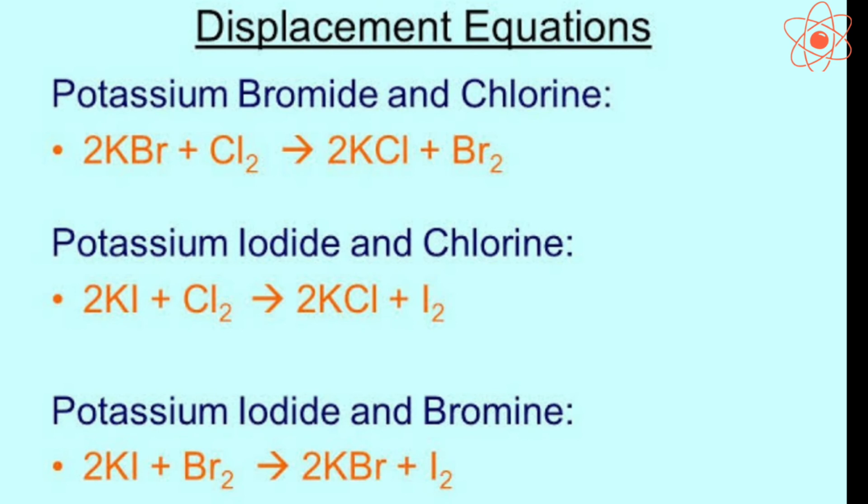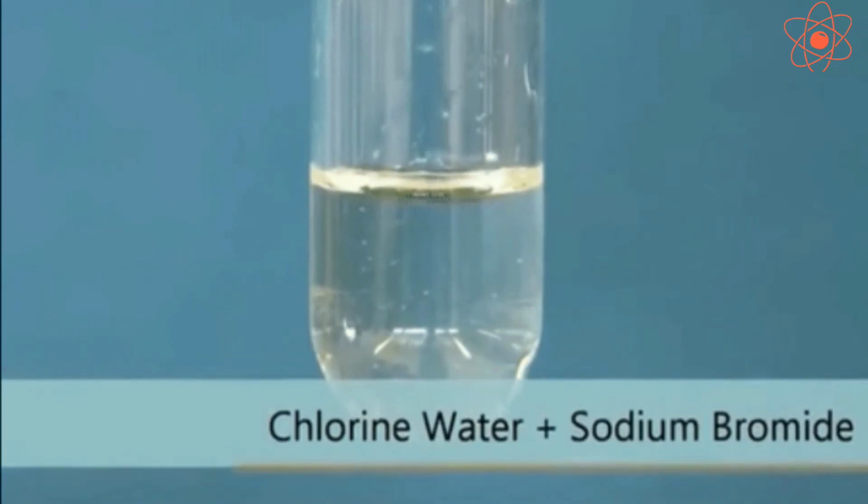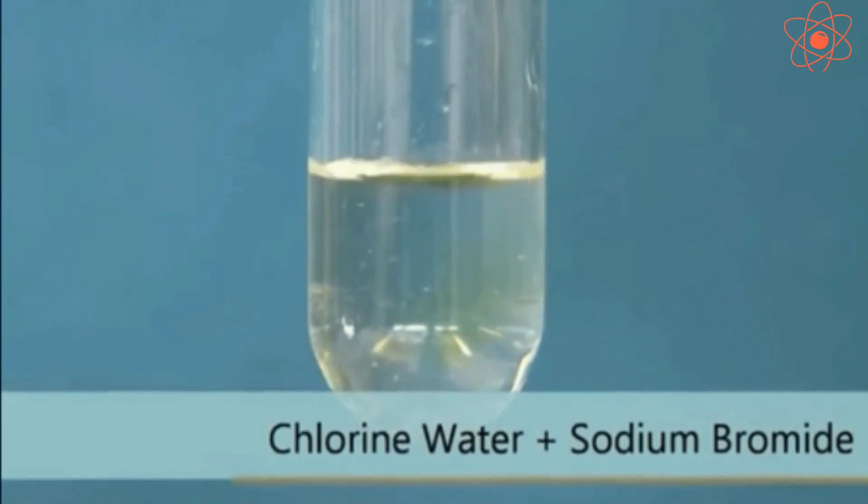Most of the non-metals do not show displacement reactions, but some reactive non-metals displace less reactive non-metals from their salt solutions. For example, chlorine is more reactive than bromine, so it displaces bromine from potassium bromide.